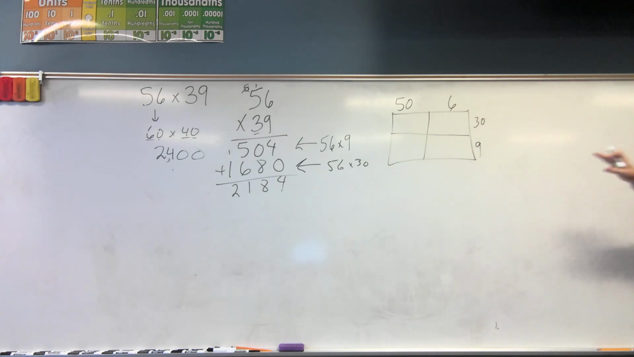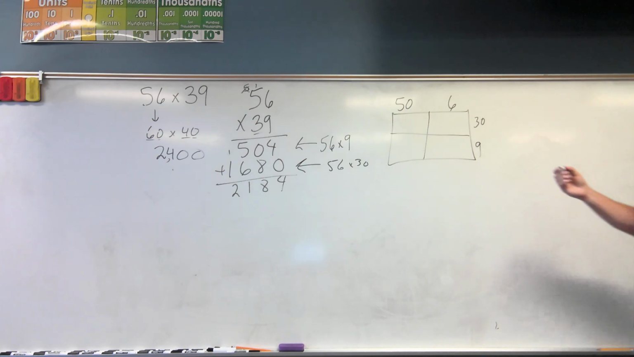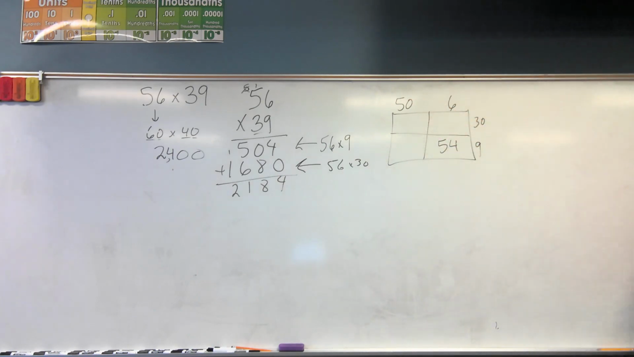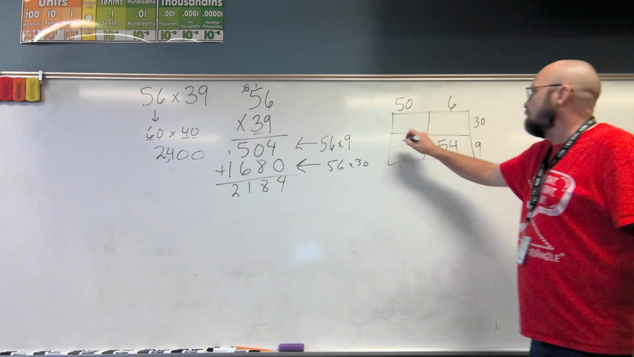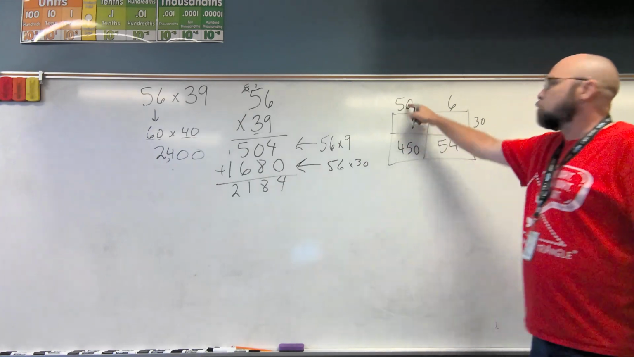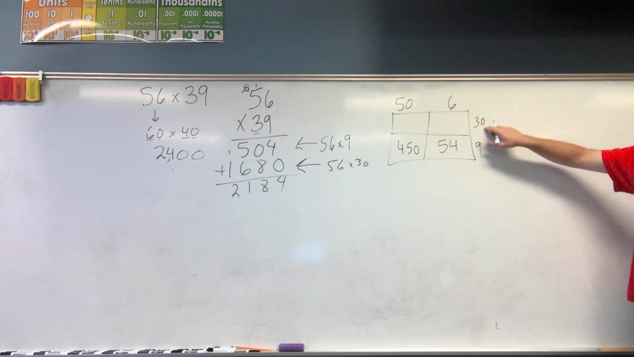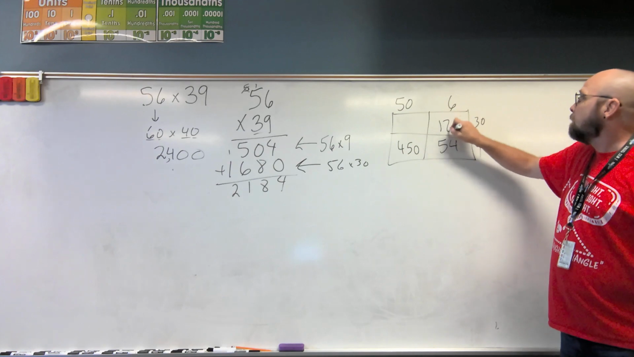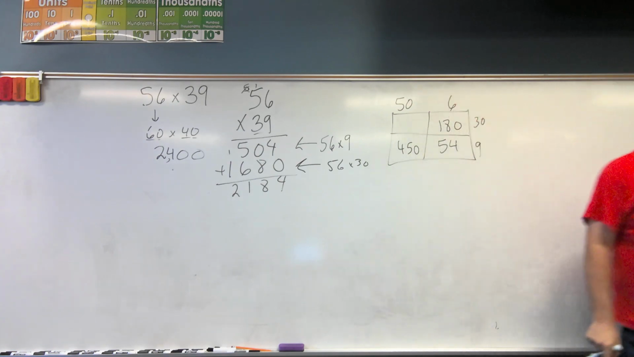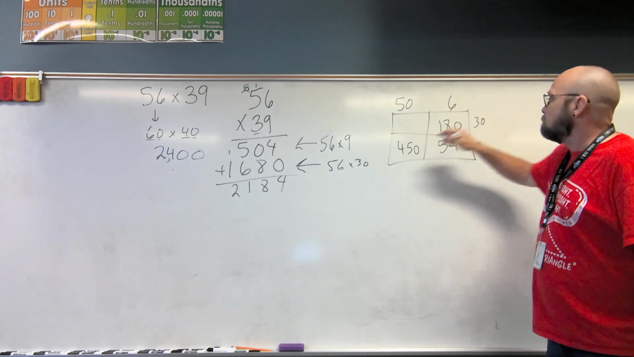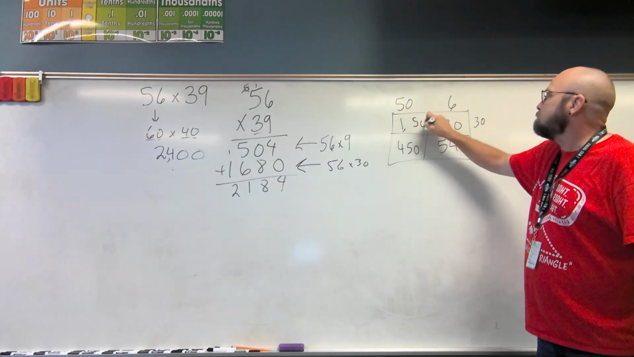Y'all can do that. What is 9 times 6? 54. What's 9 times 5? 45. 45, plus I have this extra 0 here, that trailing 0, that makes it 450. What's 3 times 6? 18, plus I have a trailing 0 here, which makes it 180. What's 3 times 5? 15, plus I have 2 trailing zeros there, which is going to make it 1,500.